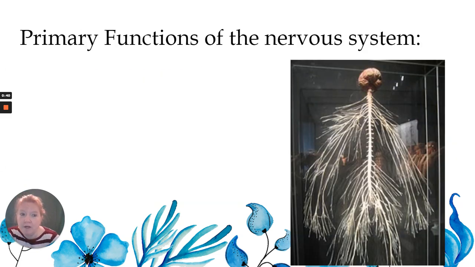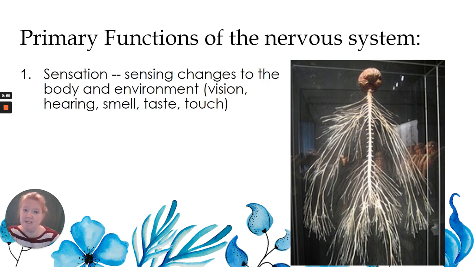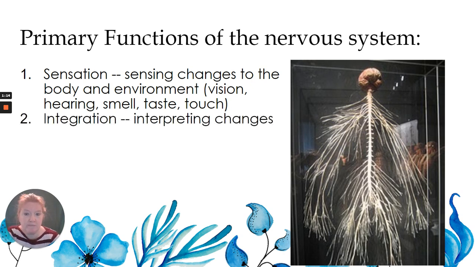What are the primary functions of the nervous system? So what does the nervous system do in a concise outlook? Well, sensation. Our nervous system is responsible for sensing changes to the body. Whether you move, whether you're sleeping, whether your body temperature goes up or down, whether you breathe something in. Also, it's responsible for responding to the environment, and that involves primarily our 5 senses: vision, hearing, smell, taste, and touch. Then the nervous system is going to integrate.